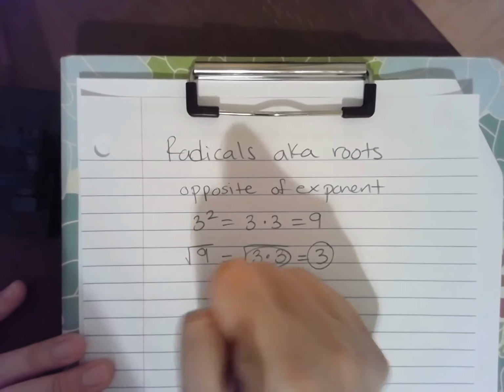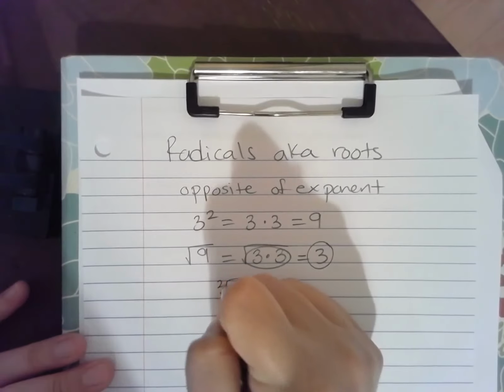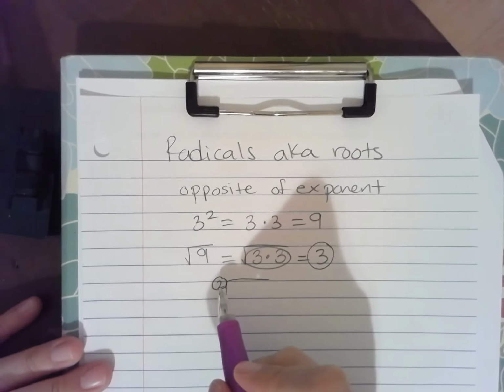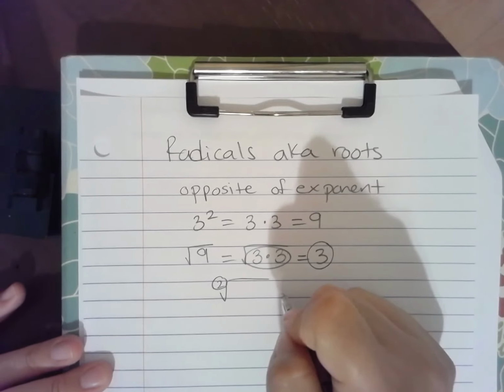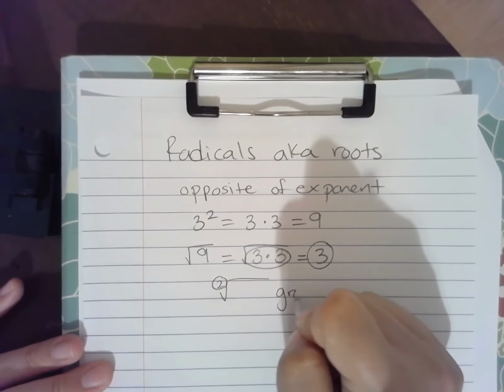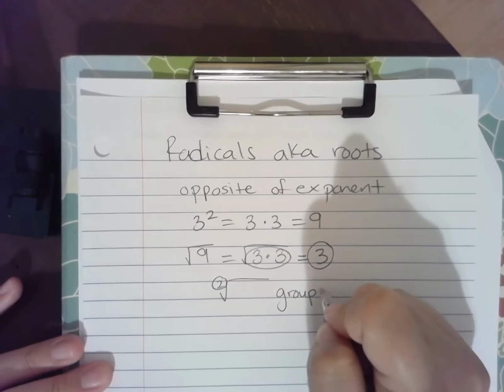When you have a square root, you actually have a 2 right on the outside, but it's invisible. So you're really just making sure that you break down a number and then you find groups of 2.